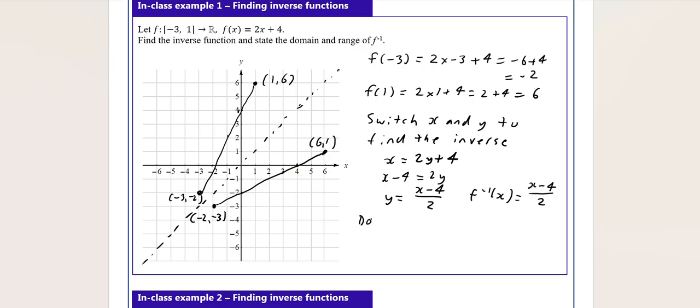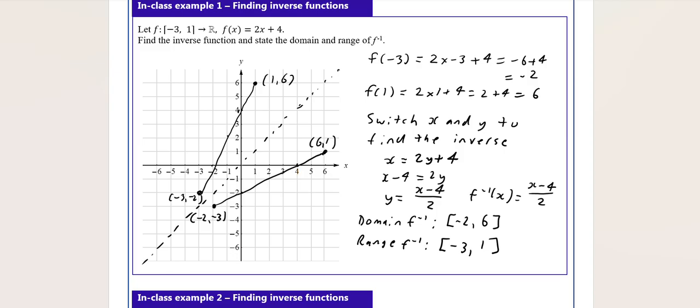So I can say that the domain of my inverse function, the x values that it can have, I can see that it starts over at x equals -2, and it goes up to x equals 6. That's where my inverse function is going to end. For my range, the range is just the y values that it can have. So the range of f inverse is going to start down at -3, and it's going to go up to y equals 1. So I've got my domain, I've got my range.